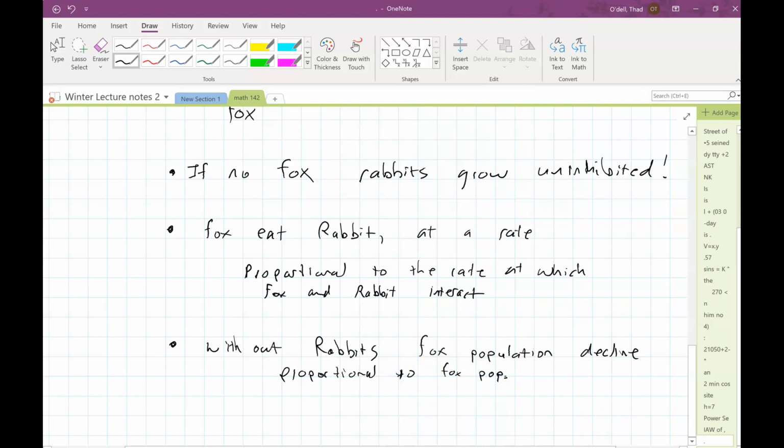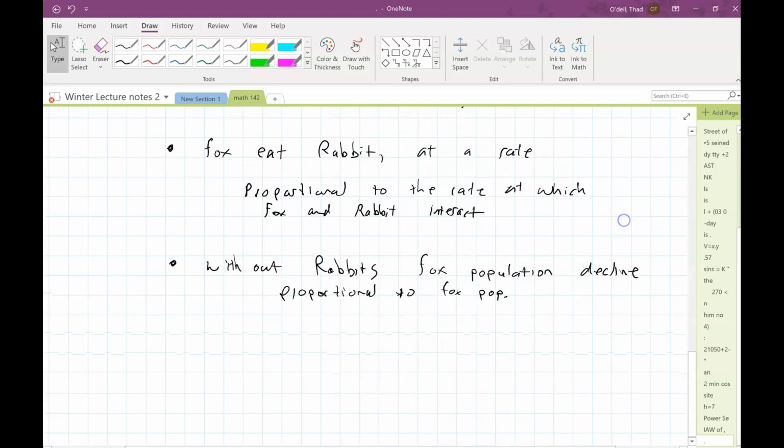So if there aren't any rabbits, of course the fox don't have anything to eat, or maybe they don't have enough to eat, because they might still be able to eat some mice or something. So their population is starting to decline because they don't have enough food to eat. Okay, and then the final, I think this is the final assumption.